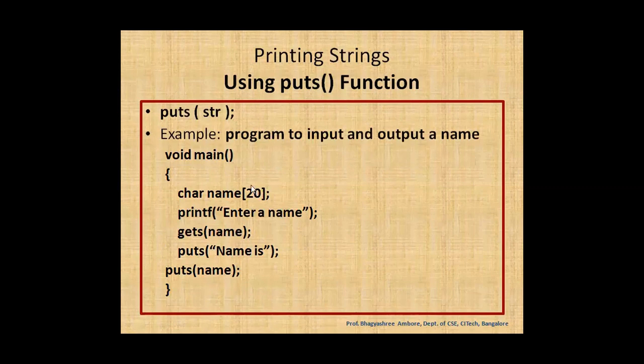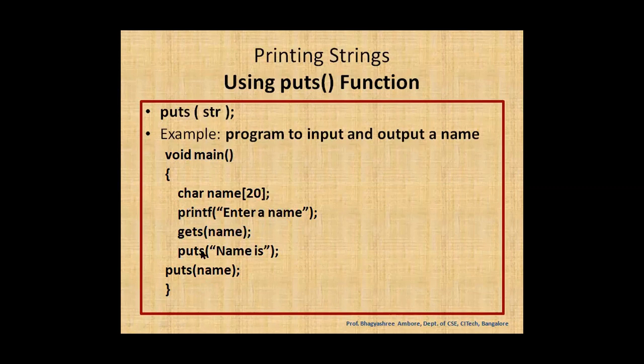I just want to read a name and print the name using the puts function. I have done a declaration, char name[20]. printf "Enter a name", gets(name). We are reading whatever the user has entered through this gets function, and storing it in name. For the puts function, we have used two different types here.